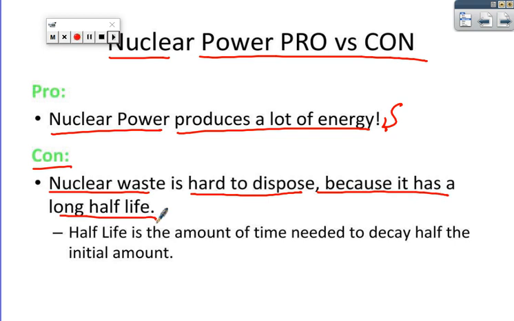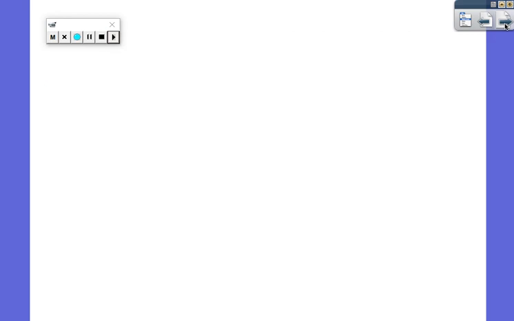For right now, know that half-life is just the amount of time it is needed for that sample to decay into half. So this is how long it takes to break down. So half-life equals amount of time needed to decay half. Amount of time needed for it to split. And if it takes a really long time, we don't know what to do with it. The waste sticks around for a very long time. I've said very long time a lot, haven't I? Okay. So that is our nuclear radiation, fission, splitting, and fusion.